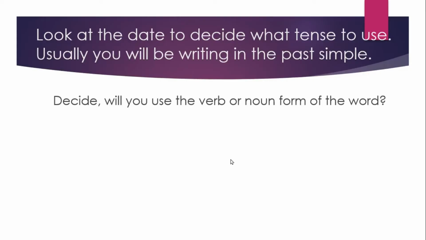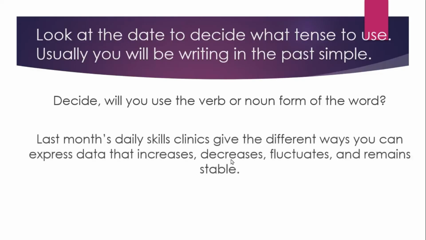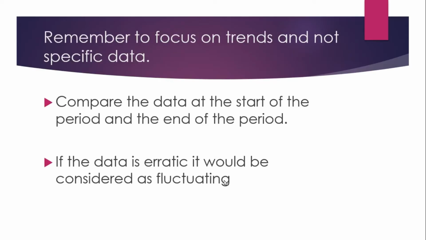We're going to have to decide if you're going to use the verb or noun form of the word. In last month's Daily Skills Clinics, as I mentioned, I gave different ways that you can express how data increases, decreases, fluctuates, and remains stable. I gave you the noun versions and the verb versions in the present and in the past tenses. So again, if you're not 100% sure of that, go back and look at those.